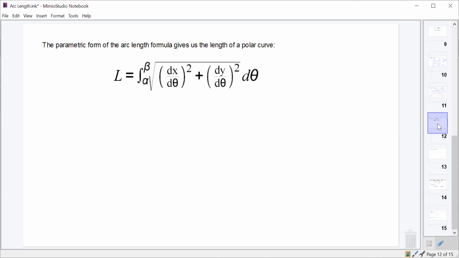Okay. So we can also do this using polar coordinates. For our polar coordinates, all we have to do is turn our function r equals f of theta into x's and y's. Remember that x is equal to r cosine theta, and y is equal to r sine theta.